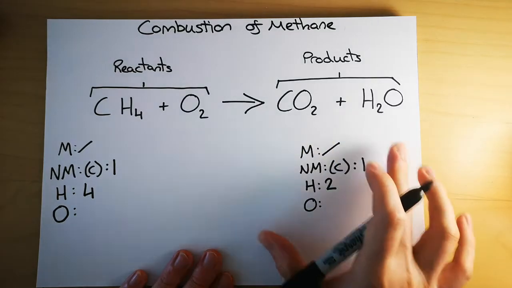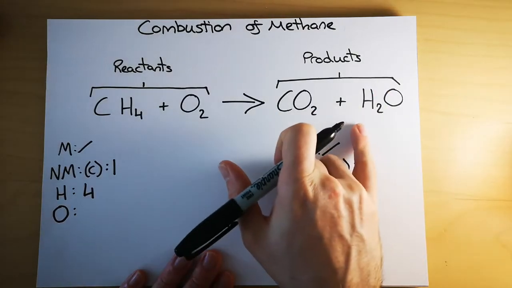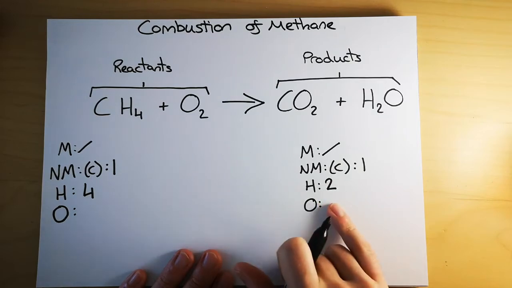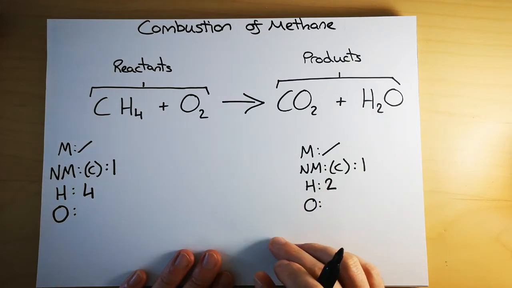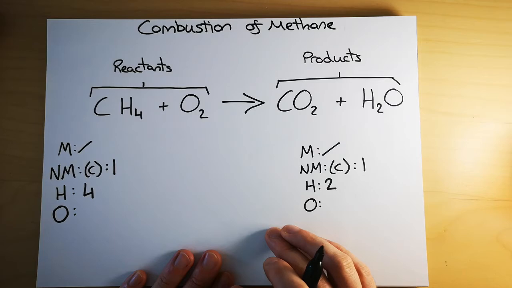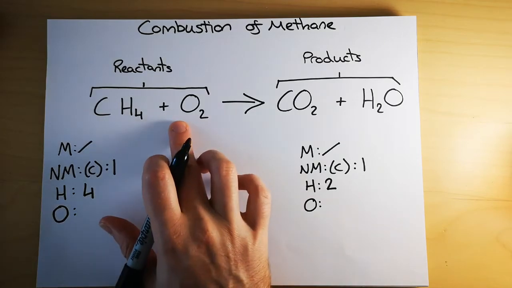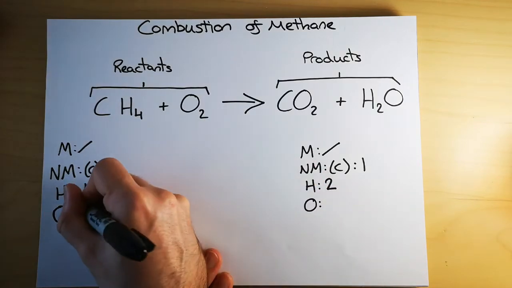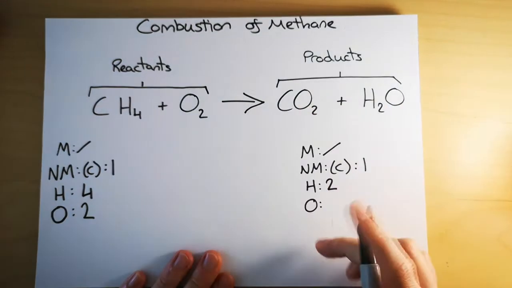Now, all I'm doing is converting this information up here into a simpler format down here. It's just so I can read it easier. That's all that that's there for. The oxygen is 2 on this side, and it is 3 on this side.